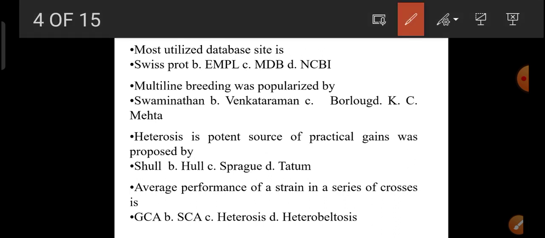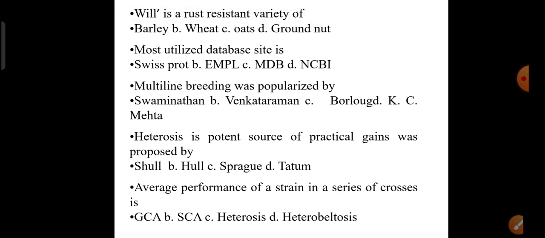Next question is, which is a rust resistant variety of. The options are barley, wheat, oats and groundnut. The answer is barley. Here I am again giving one more assignment to you. You just enlist the rust resistant varieties in wheat, oat and groundnut and keep it in the comment section.